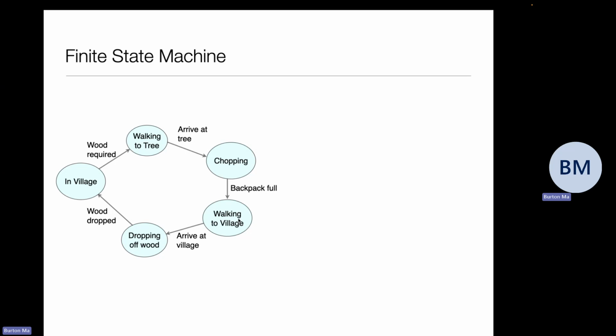When you transition to the state, what happens while you're walking to the village? Well, the villager's position is changing. So now you're probably not doing path planning, but you're probably doing some sort of motion here, right? So you're walking back to the village. Eventually, you arrive at the village, at which point you can now drop off the wood, right? And now that you've dropped off the wood, you're back in the village. And so the cycle repeats, right? At least in this state diagram, the cycle repeats, right?